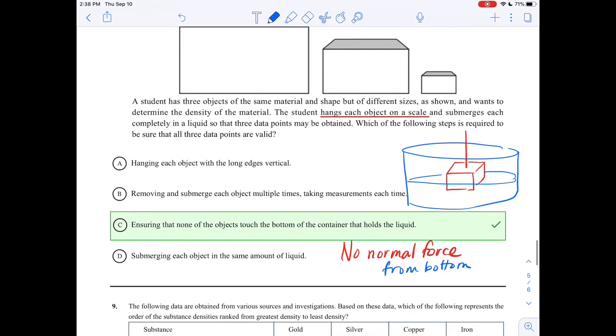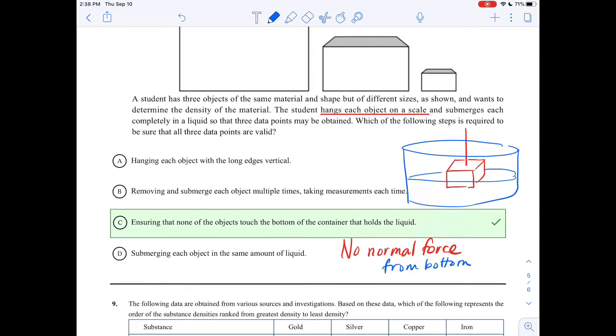So if we are hanging an object on a scale and submerging it in a liquid, which I've drawn, this is in the process of being lowered into the liquid, you can't let the object touch the bottom of the container, because if it were to touch the bottom of the container, then you'd have a normal force from the bottom of the container, and that would mess up your measurements. We would just want the scale tension to be read.